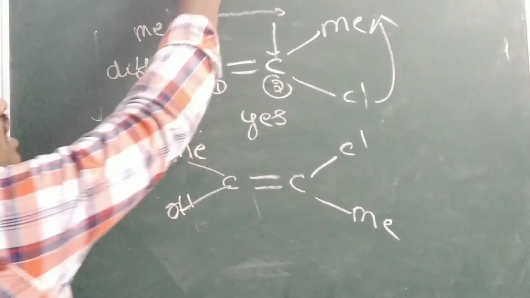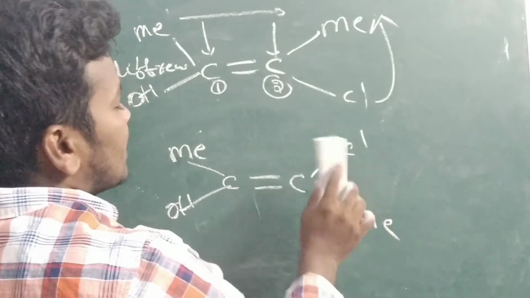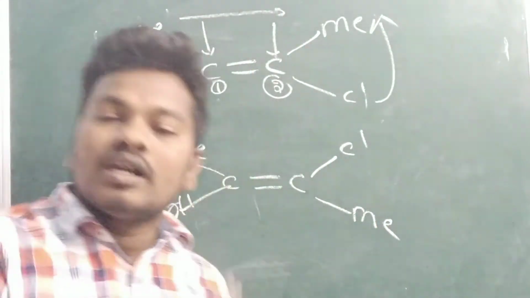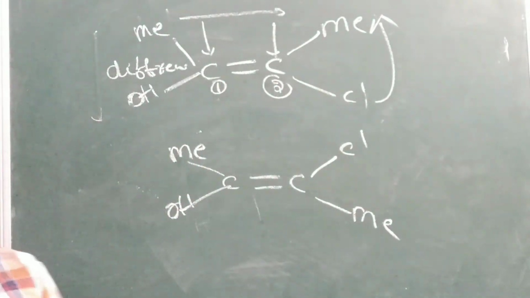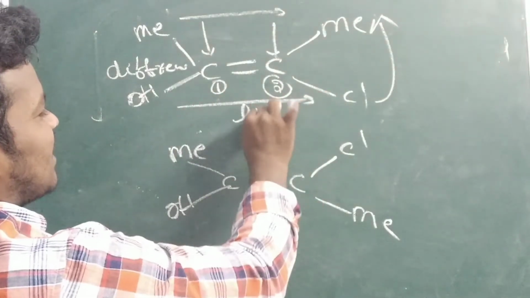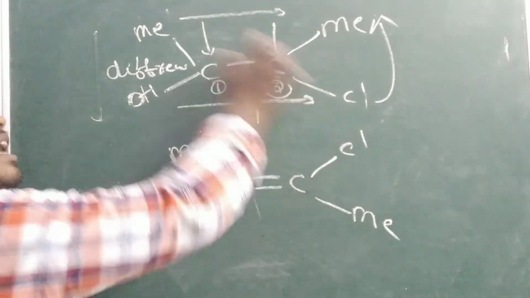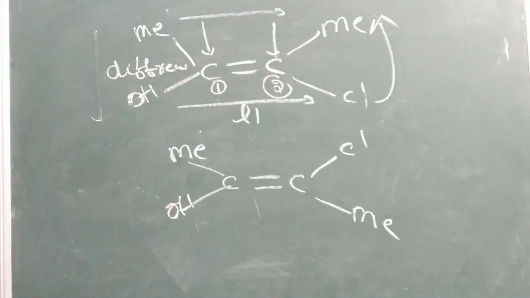So next point: aerial distance should be there between the groups. What is meant by this? Here you can see, from here to here some distance is there. That is called L1, from OH to Cl. Otherwise, you can also take methyl to methyl.